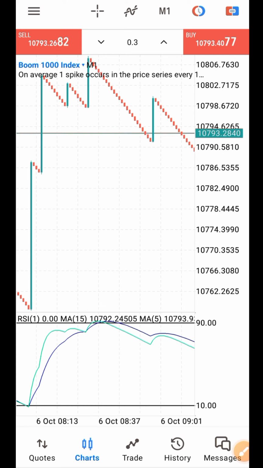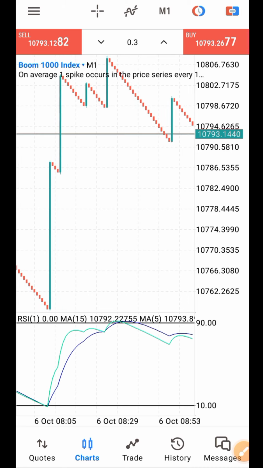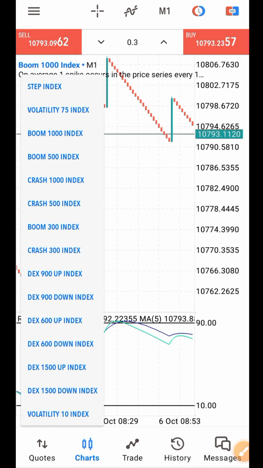It works on Boom and Crash. Because I don't have much time, I will test the Crash for you quickly. But it's the opposite. So you know you trade against the trend when you are buying on Crash. That means the cross has to be at the 10 level. Let me quickly check that before I leave. Crash.